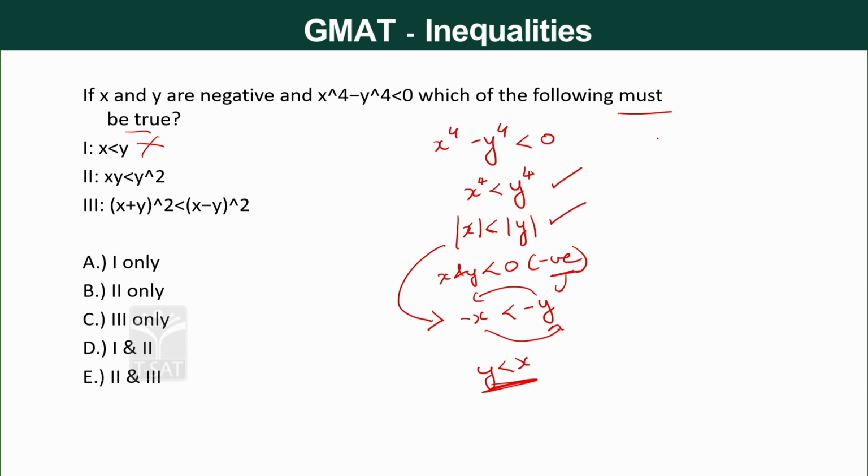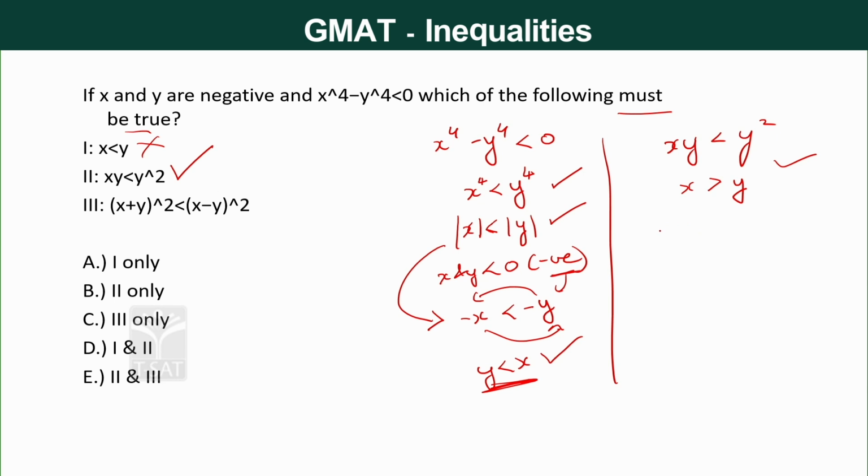Looking at the second option, it is saying that xy is less than y square. Let us divide both sides by y, but now let us see what we are doing. When we are dividing both sides by a negative number, the sign reverses itself. So, this becomes x is greater than y, which is true according to our given information. We got that x is greater than y. So, this is true, that means that this must be true.